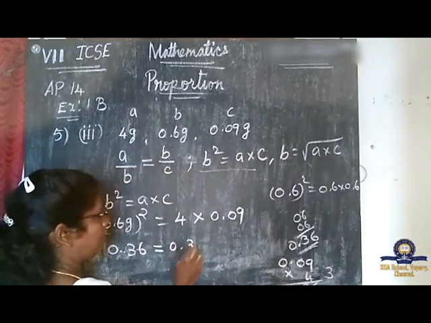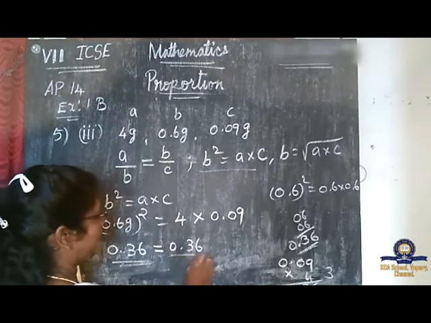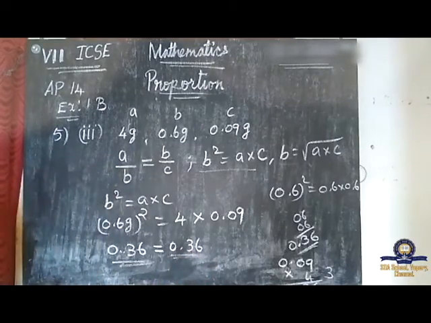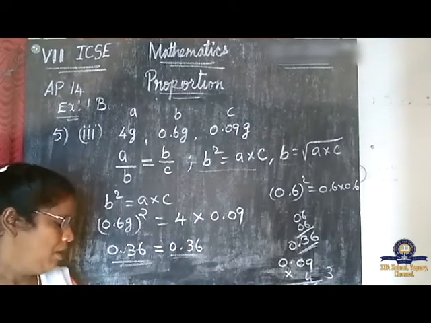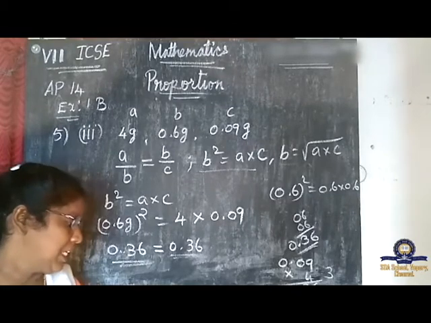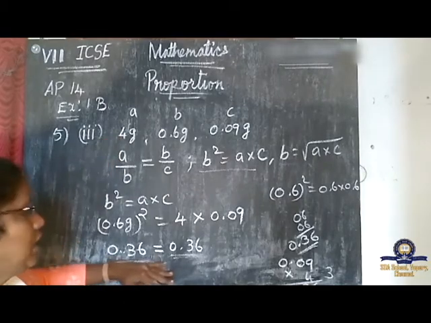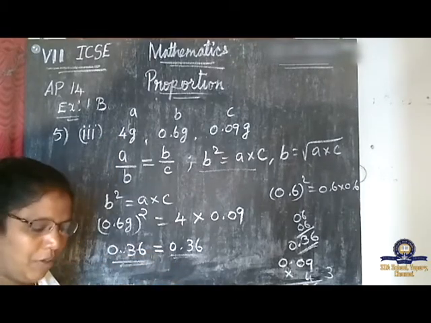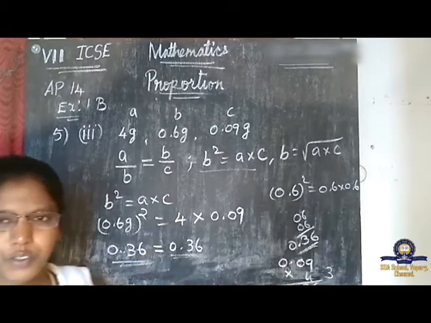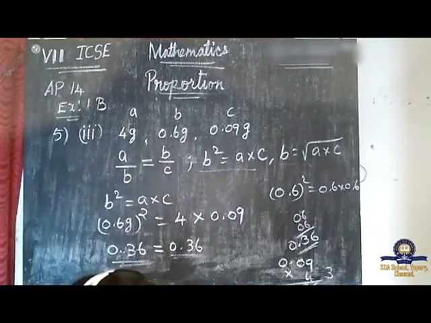So 0.36. See, both the sides we got the same answer. So it is in continued proportion. What is the question? Are the following quantities in continued proportion or not? They are asking. So when we solve, we are getting the equal answer. So this is in continued proportion. Rest two you can do as homework.